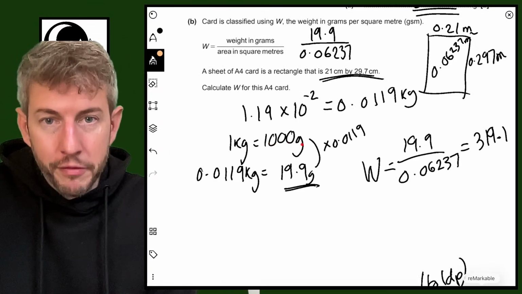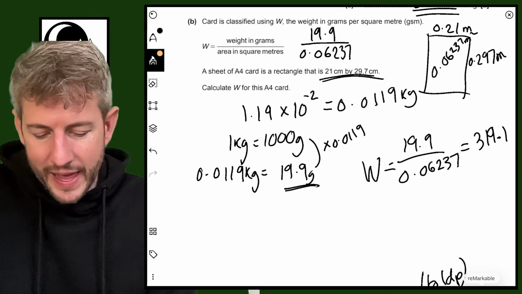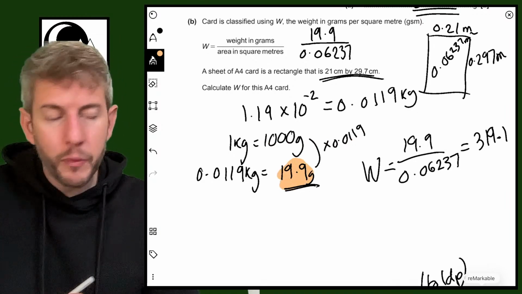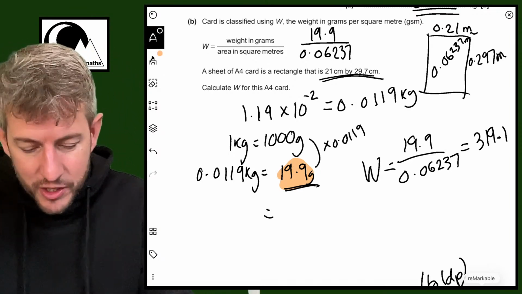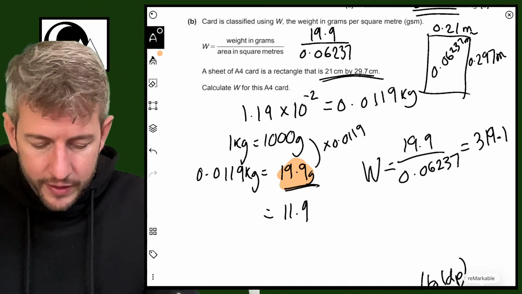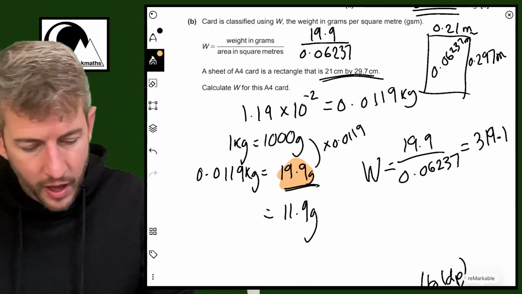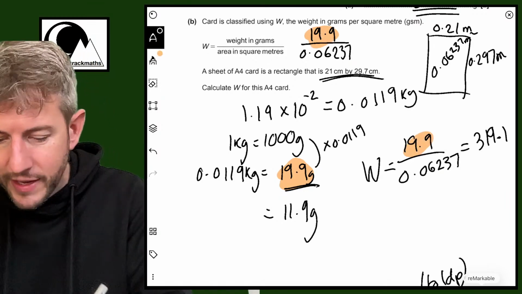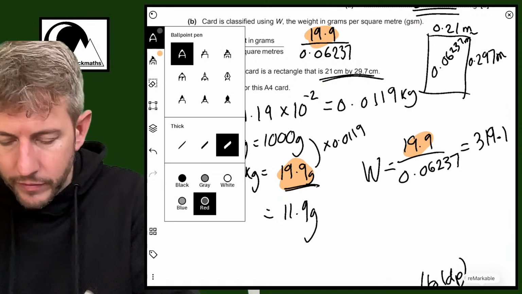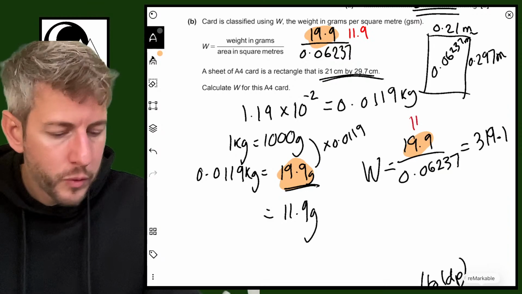I did 1,000 times 0.0119 is 19.9 grams, where I should have put 11.9 grams. Okay, but that's a very easy fix. I can alter that here as well. I'll just highlight all of that, and I'm going to change those in red. So this should have been 11.9, and this should have been 11.9.